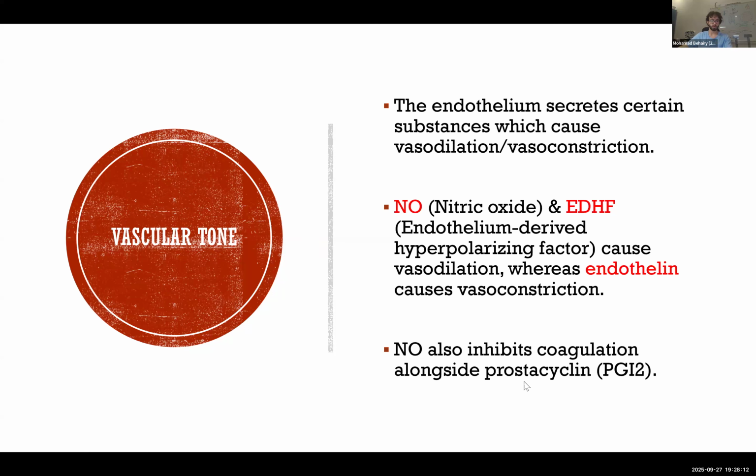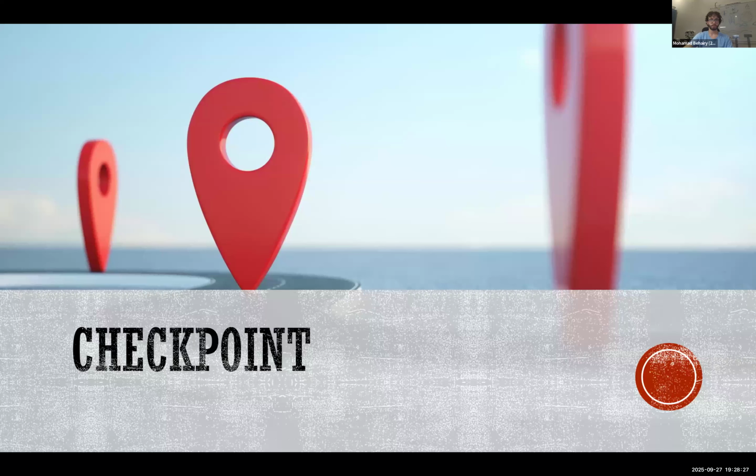Oh, this is prostacyclin. Prostacyclin inhibits coagulation. It's like nitric oxide. Okay? We will talk about them later on. Now I just want you to know nitric oxide or EDHF vasodilate, endothelin vasoconstricts. This is more than enough for now.